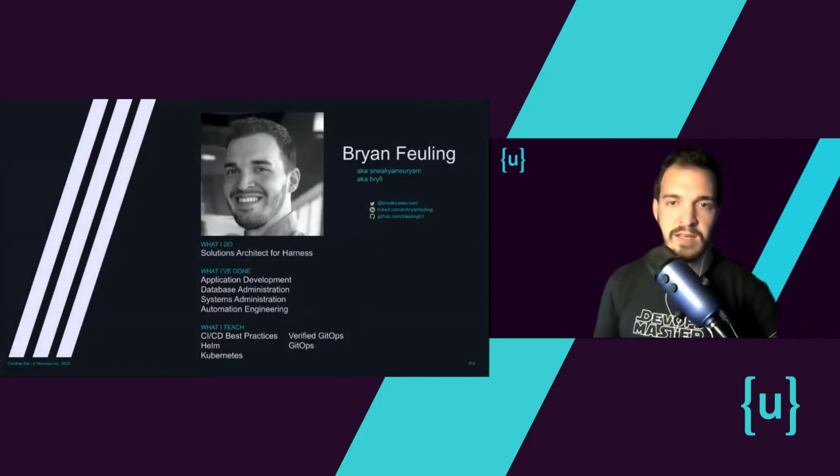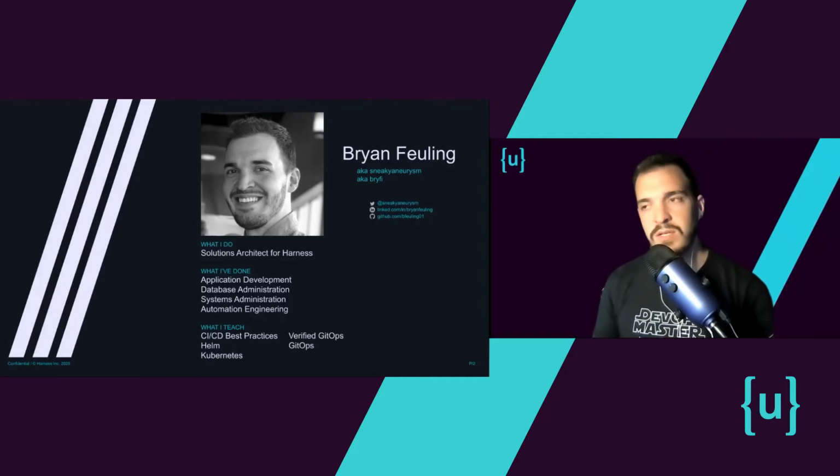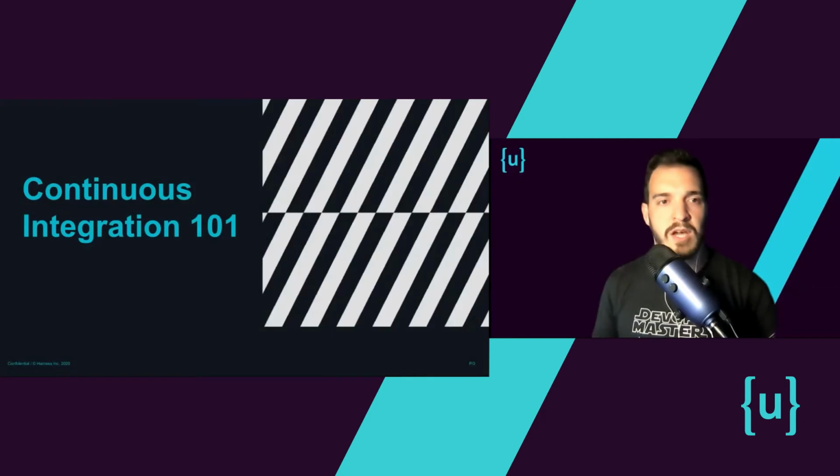So who am I? My name is Bryan Feuling. Some people call me Bri-Fi. You can also find me as Sneaky Aneurysm all over the place. As said, I'm a solutions architect for Harness. Some of the stuff I've done in my background is app dev work, DBA work, sysadmin, automation engineer, and pretty much everything in between. I've also given talks and taught courses on things like Helm and Kubernetes, GitOps, verified GitOps, and CI/CD best practices. So that's a little bit about where I'm coming from. Today we're going to be covering, again, Continuous Integration 101.